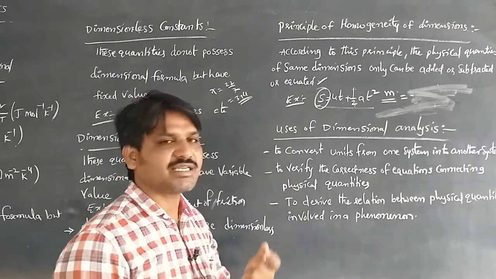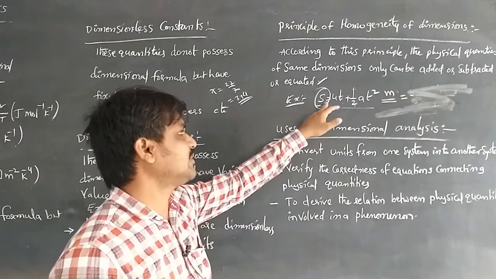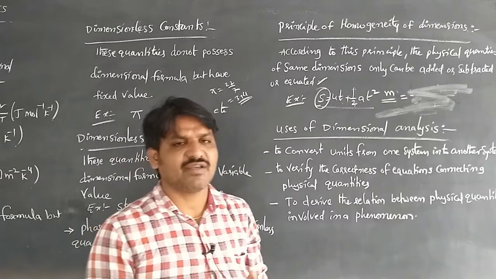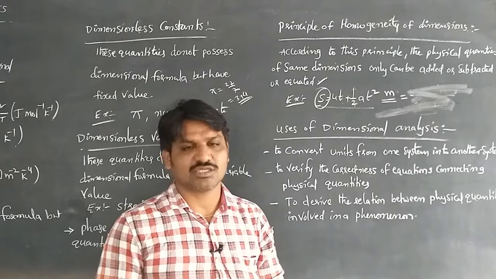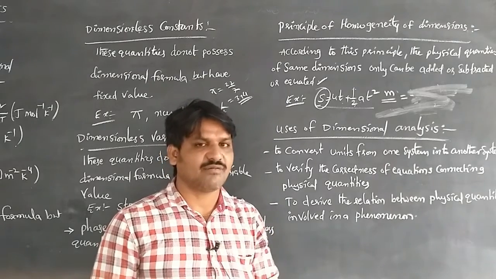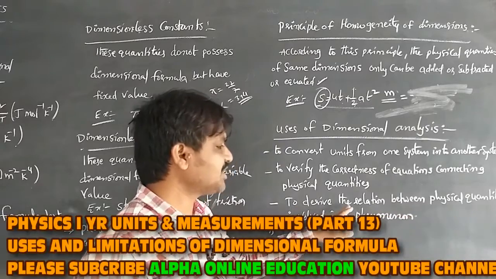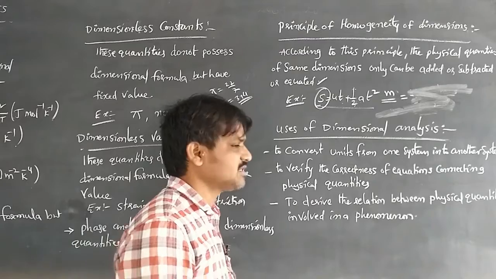And to verify the correctness of equations by connecting physical quantities, like S = ut + ½at², by connecting these equations we can verify whether the equation is correct or not. By using dimensional analysis also we can verify the correctness of physical equations by connecting physical quantities, and to derive the relation between the physical quantities involved in a phenomenon, like velocity.